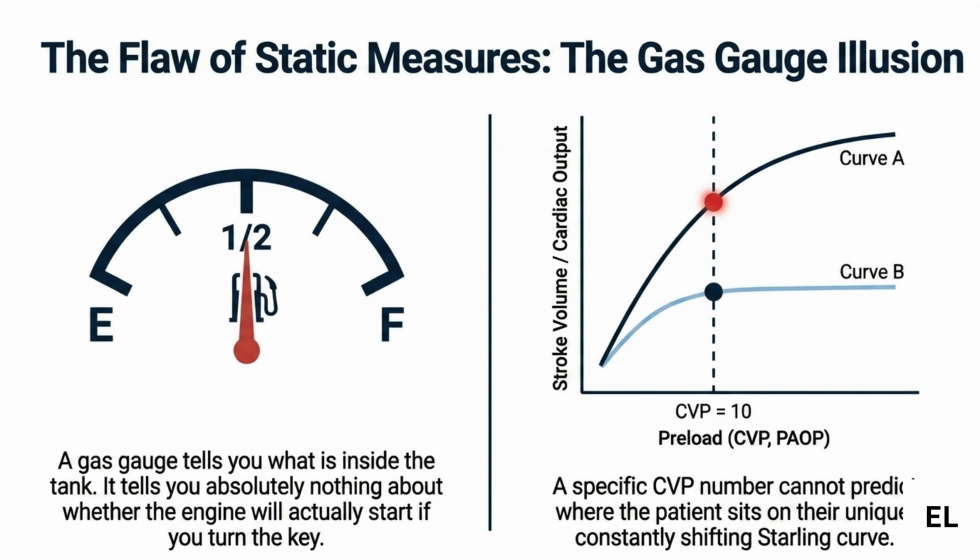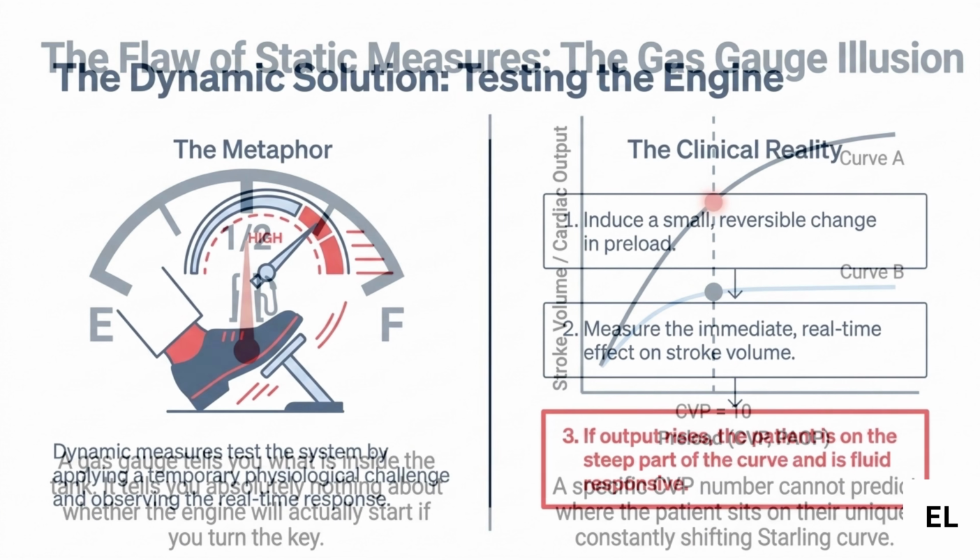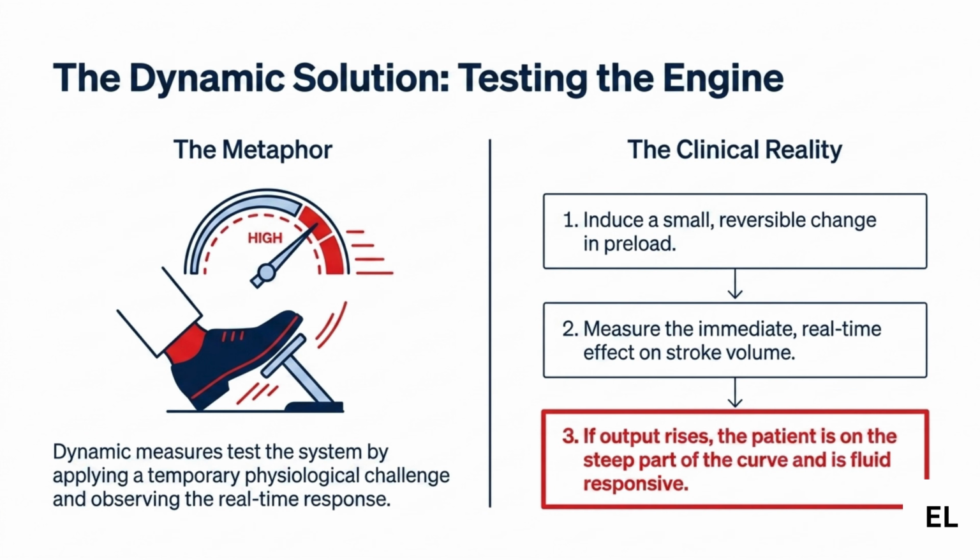Therefore, a single pressure measurement cannot accurately determine fluid responsiveness. This fundamental limitation explains why static measures have largely been replaced by dynamic assessments in modern critical care practice. Dynamic assessment methods solve this problem by directly testing the cardiovascular system. Instead of measuring a static pressure value, clinicians create a small, reversible change in preload and observe the immediate effect on stroke volume or cardiac output.